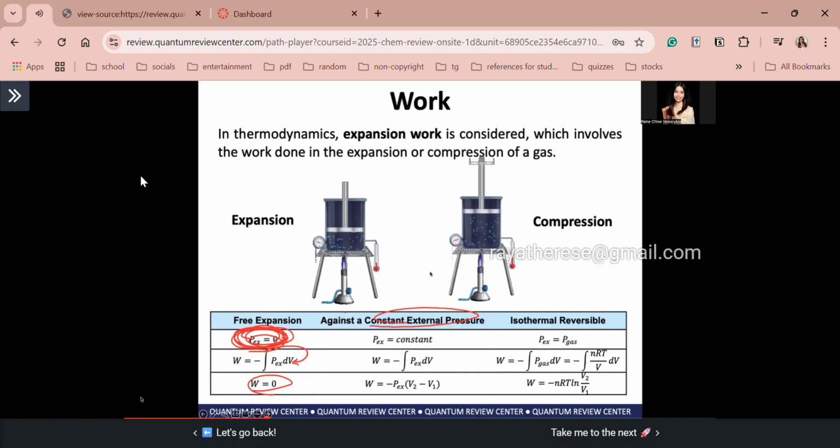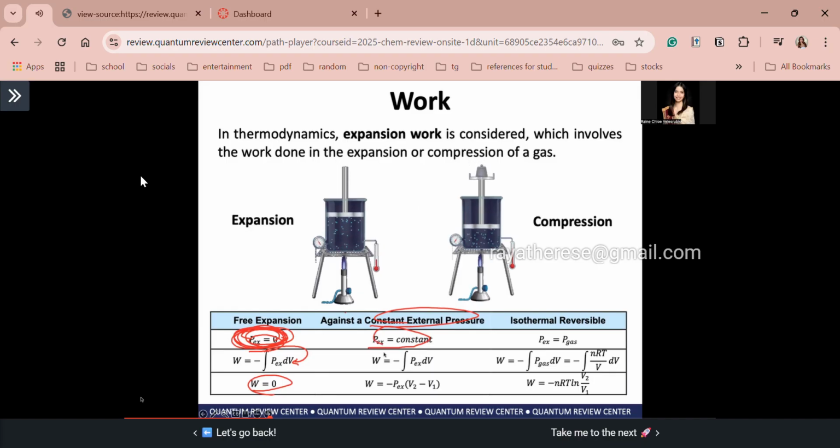And usually, guys, this happens in the lab, right? In the lab, with chemical reactions, when the gas expands, what resists it is the atmospheric pressure. So that's the idea of constant external pressure. For example, atmospheric pressure acts like the external pressure. So in this case, guys, your external pressure is constant.